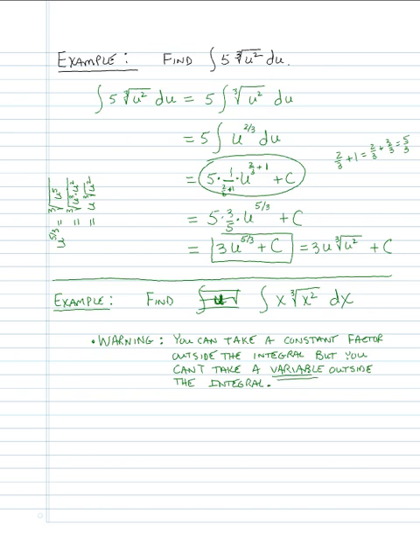Which means in this case that for the integral of x times the cube root of x squared with respect to x, we can't say take the x out and then just find the integral of the cube root of x squared, like we did above where we took the 5 out. And the reason we can't do that is because x is a variable, and so we can't remove it from the integration.